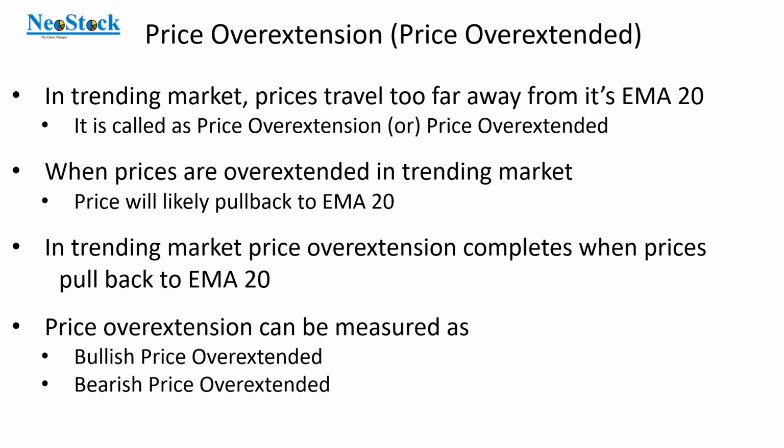What does it mean? If you are seeing a price overextension from your EMA 20 towards the upside, that is called bullish price overextension. Exactly the reverse: from our EMA 20, if there is a price overextension towards the downside, that is called bearish price overextension or bearish price overextended. Let me show you both examples on the charts.